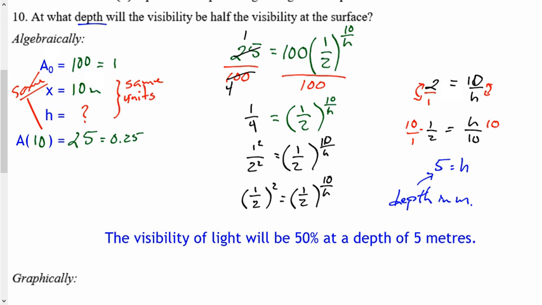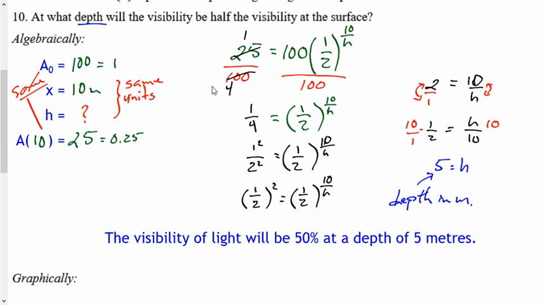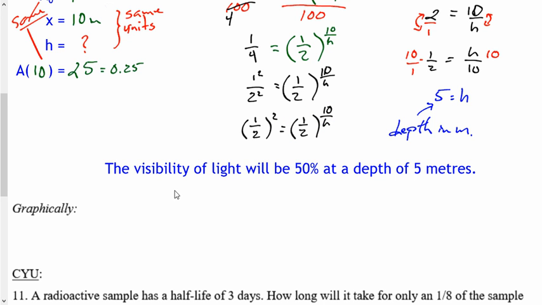So we can finish off our question with a sentence answer. The visibility of light will be 50% at a depth of 5 meters. So then we're asked as well to solve this graphically. So again, as we look at this starting equation, take a minute, enter it into your calculator. You have some choices. Again, you could do left side is y1, right side is y2, or you could collect everything to one side and then find the zeros. So take a minute, solve it by graphing, and then make sure that you get the same answer as what we have here.